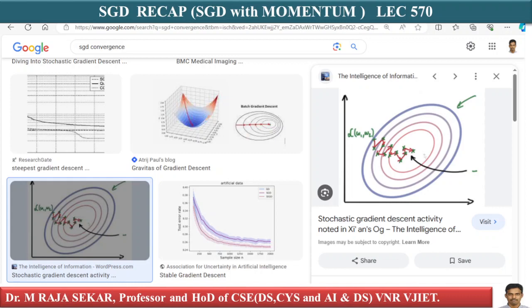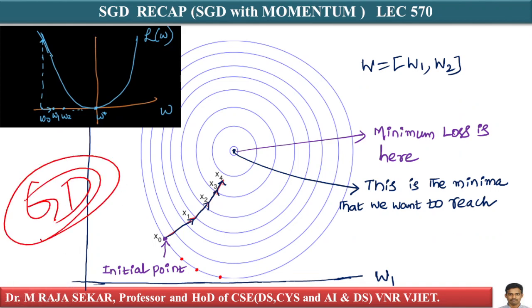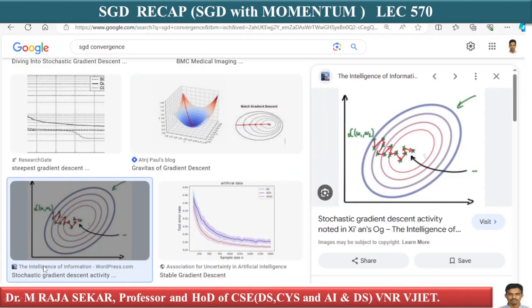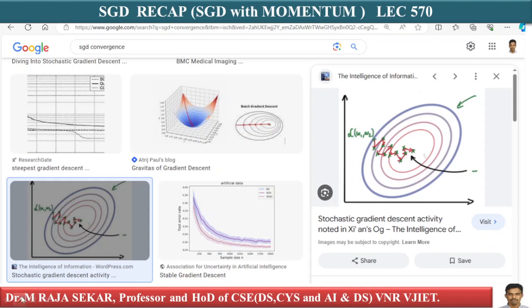This is a nice diagram about stochastic gradient descent. I did a Google search for SGD convergence. See, what about the previous one? That was gradient descent, which you should understand. That diagram was related to GD, gradient descent, isn't it? Now I Google searched for SGD convergence. See, this is SGD convergence. I am searching for this. This is a very nice diagram.